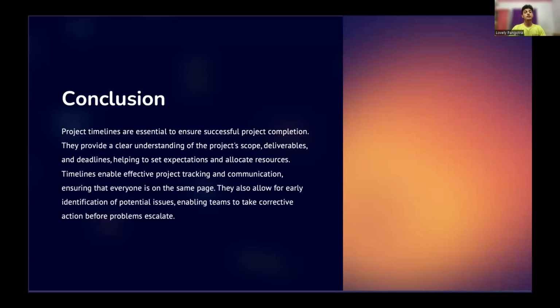So in conclusion, why are project timelines essential? We saw that it is essential for the completion of projects. It helps in the clear understanding for the whole team and also the stakeholders regarding the project scope and the deliverables and deadlines that are set, and also helps set expectations and allocate resources to every individual associated with the project.